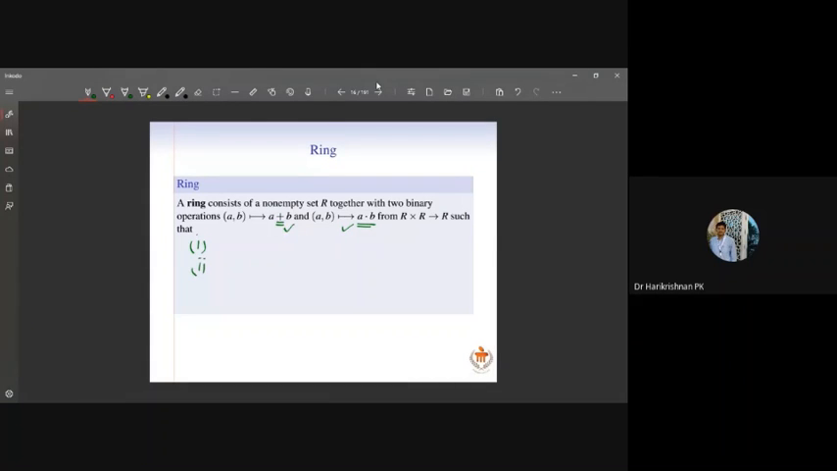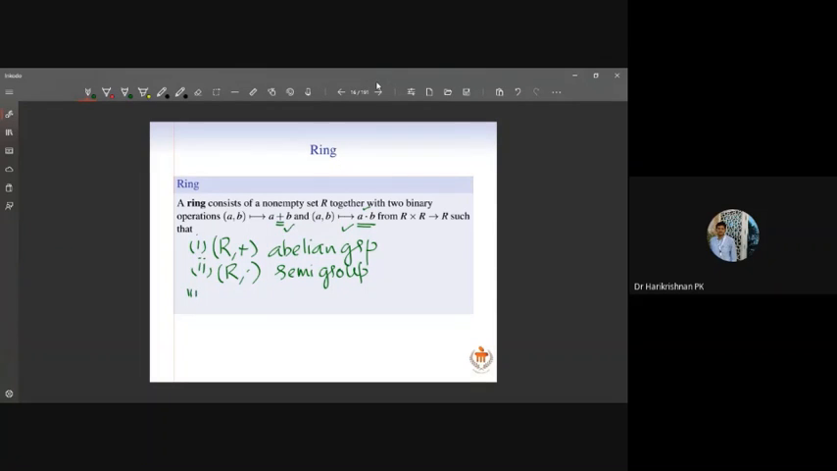What are those axioms? The first one is this non-empty set R together with addition should be an abelian group. That you already know, what do you mean by abelian group. So first of all, R plus should be an abelian group. We have a second binary operation here. With respect to that operation, this R dot should be a semi-group. What do you mean by semi-group? That is with associativity property. That is R plus should be an abelian group and R dot should be a semi-group.